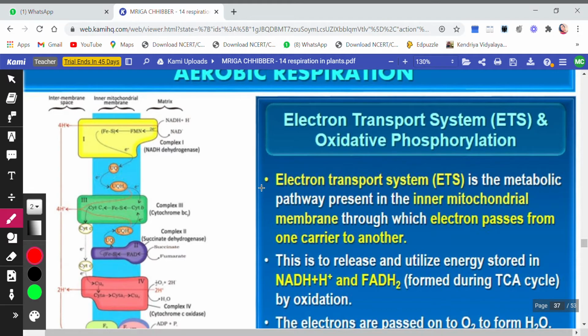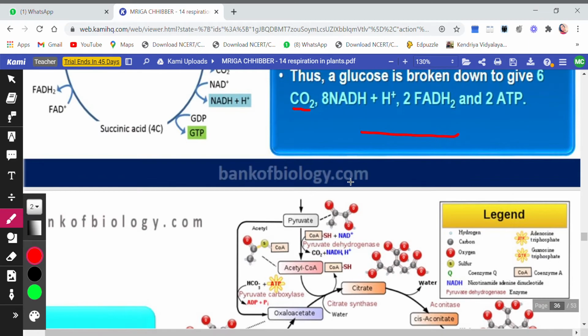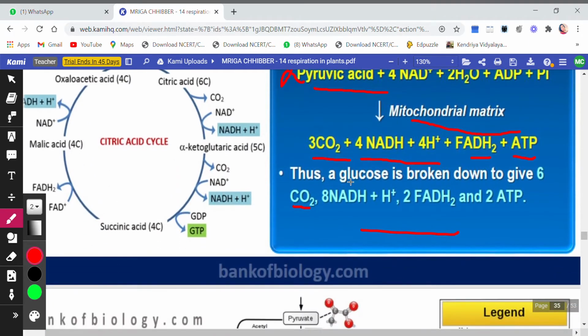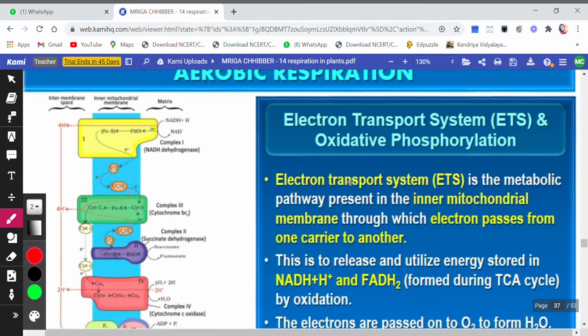We will be continuing the topic aerobic respiration. We have finished glycolysis. We did the Krebs cycle also. And now we are going to start the electron transport system or the ETS. The next process is oxidative phosphorylation.